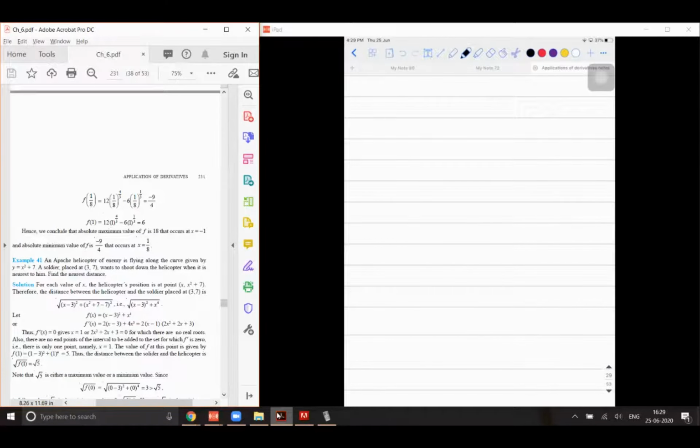So y is equal to x square plus 7. What curve is that? A parabola. Parabola is right because it's a second degree equation. As I told you, it's always better to draw it. It's an upward parabola shifted by how much?